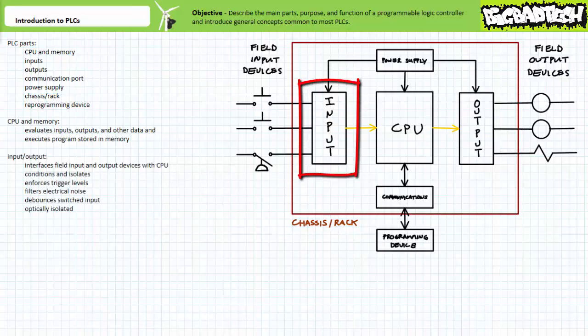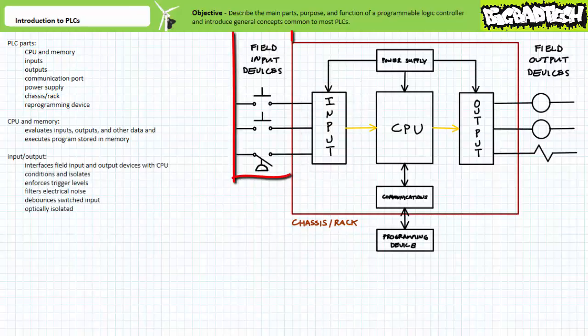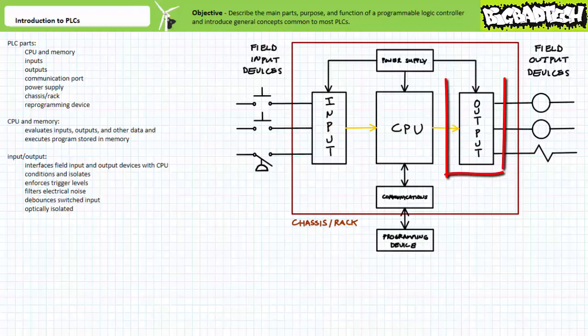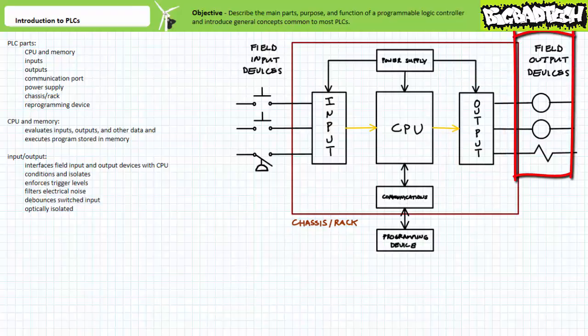The input is the interface between the PLC and remote or field input devices like switches or sensors. The input conditions and isolates the input signals from the internal and the output signals. The output is just the opposite. It is the interface between the PLC and field output devices like the coils of contactors or solenoid-operated hydraulic valves. The output conditions and isolates the output signals from the input and internal signals.